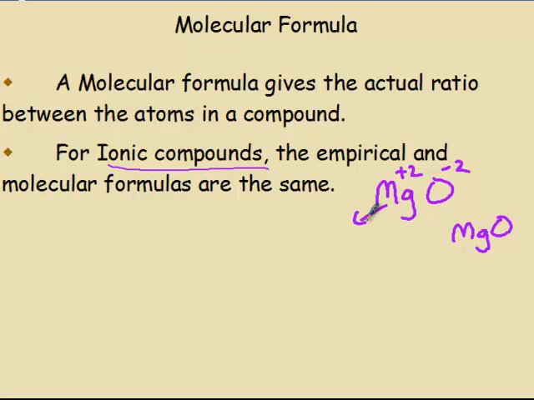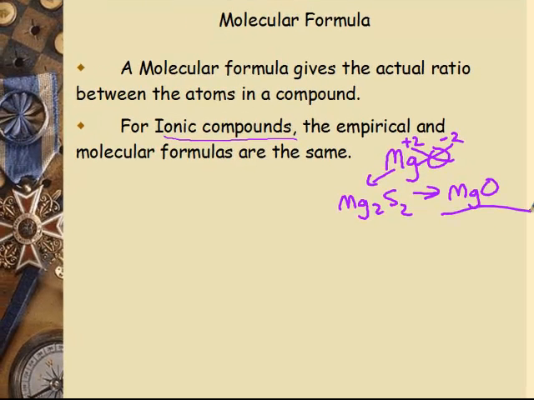Now, if you messed up, and remember you crossed the charges and you did Mg2S2, well, we would have reduced it and you would have ended up with MgO in the end anyway. All right, so that's for ionic. So for ionic substances, the empirical and the molecular are always the same. The ratio is always in its lowest reduced form. But for covalently bonded substances, for molecules, not always the lowest whole number ratio.